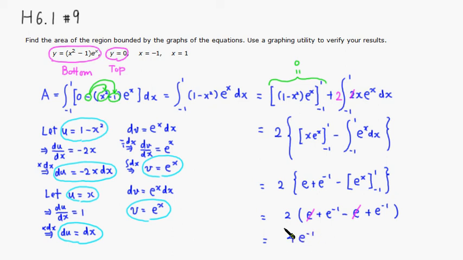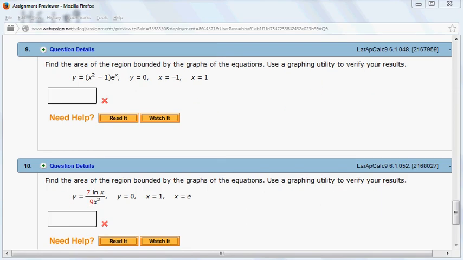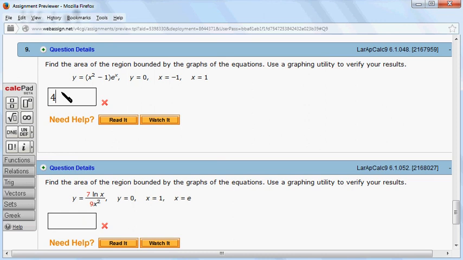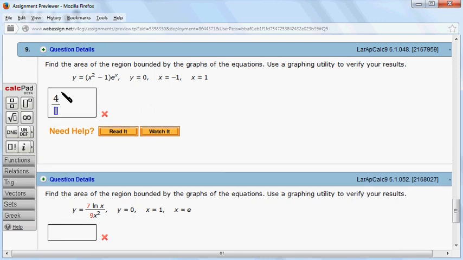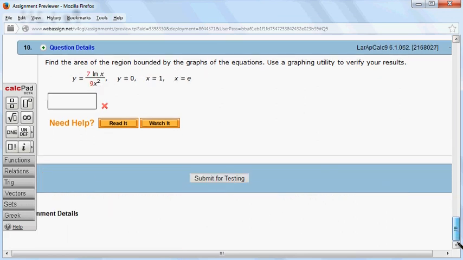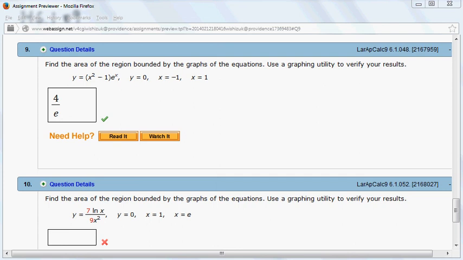So that should be the area of the region. Let's type it in to see if it's correct. The answer was 4 e to the negative 1, or 4 over e might be a good way to write it. So let's check that. Looks like we got this one correctly. That's it. I hope that this was clear.